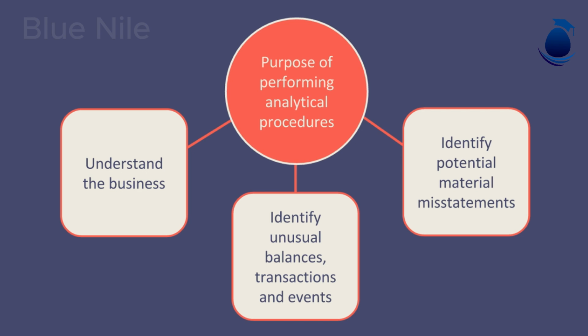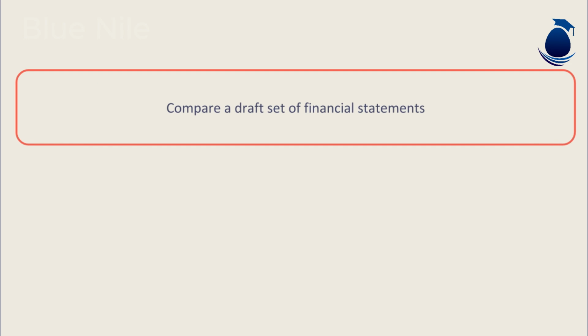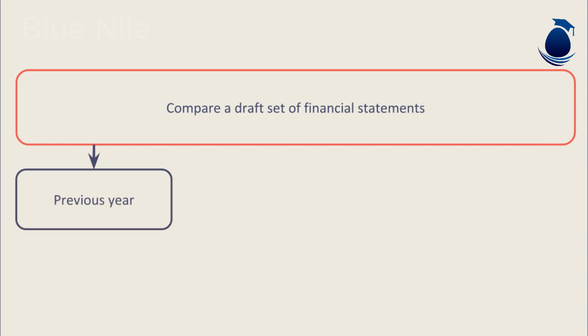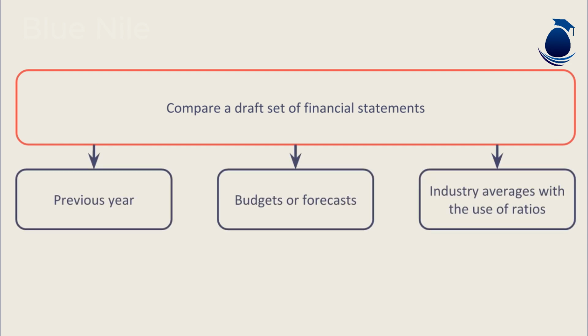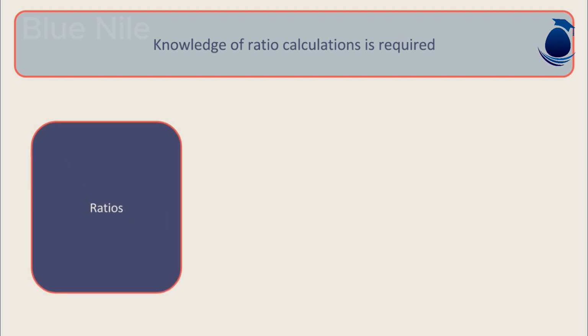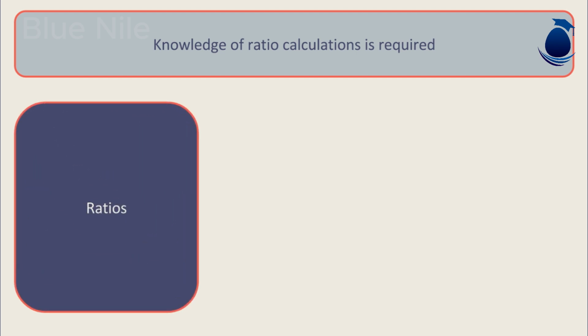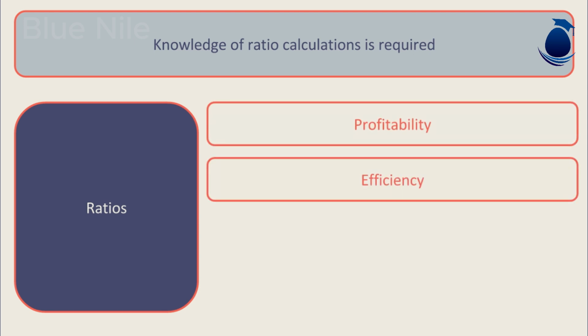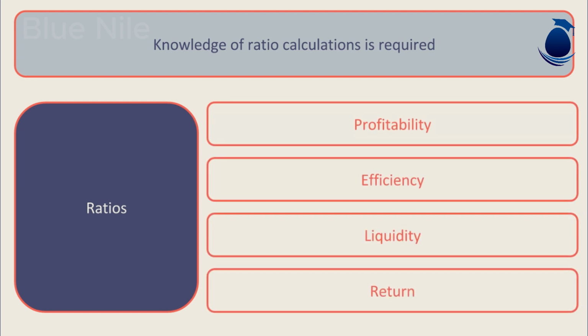error. The way the auditor does this is to compare the most up-to-date set of financial statements, for example a draft set of financial statements, to the previous year, budgets or forecasts, and industry averages with the use of ratios. Knowledge of ratio calculations is required here, as this accounting tool will help highlight potential issues with the numbers better than just looking at the figures in the financial statements. Ratios can be categorized to review the following: profitability, efficiency, liquidity, and return.